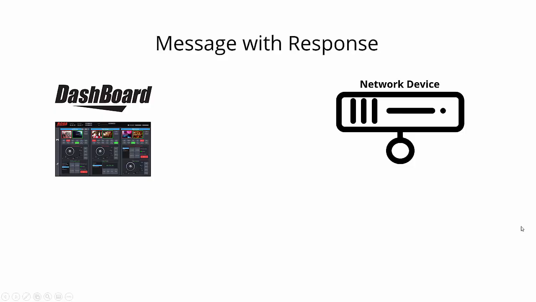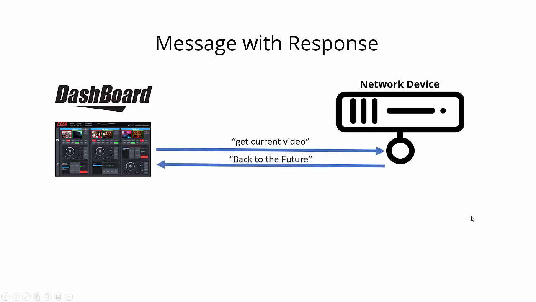So the next type of communication we're going to talk about is a message with a response. So I want to ask something of the network device. I'm going to ask it something. I want to say, tell me what your current video is. And it's going to send a one-line response saying, I'm playing Back to the Future. Typically, these messages with responses are one line. We're going to send one line to it, and it's going to reply with one line. So let's see how we would do that in DashBoard.